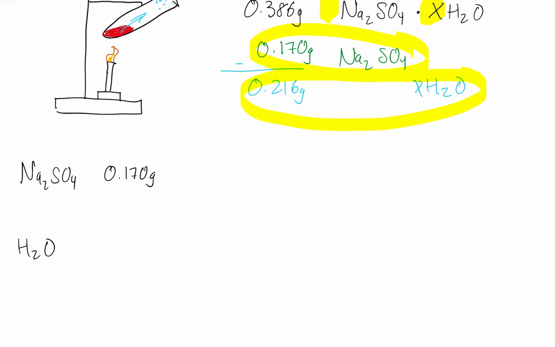And we know that we have 0.170 grams of this and 0.216 grams of this. Okay, we found that out through our experimental values. The first thing we want to do is convert this into moles. So we need the molar masses of each of these components, the molar mass of sodium sulfate and the molar mass of water. If we calculate this through, this is 142.04 grams per mole, and this is going to be 18.02 grams per mole. This will allow our grams to cancel out, and we'll be left with moles.